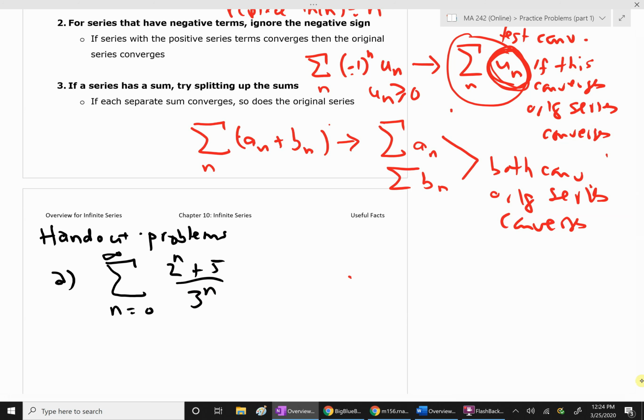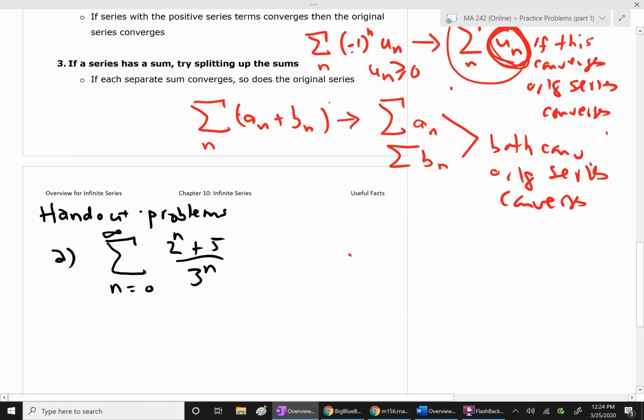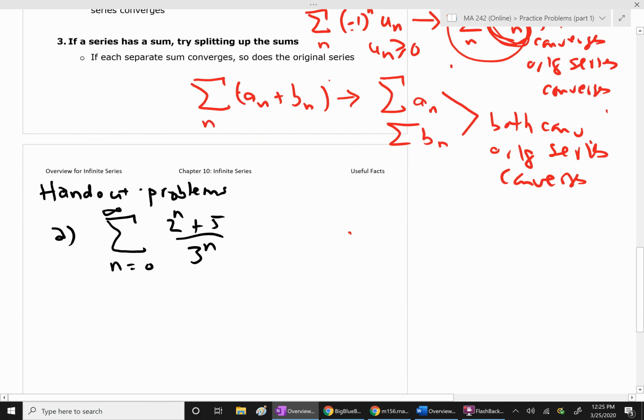So what thoughts do we have about this? You could split it up. Let's try it, can't hurt. It never hurts to split it up. You've taken a complicated problem and made it into two simpler problems, so there's no way you can lose. Let's go ahead and try to split up the series.